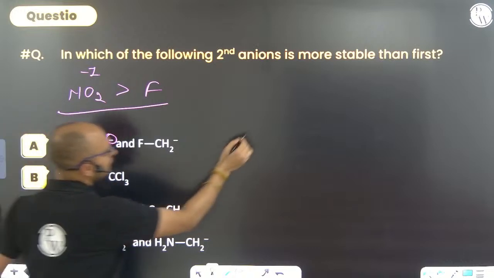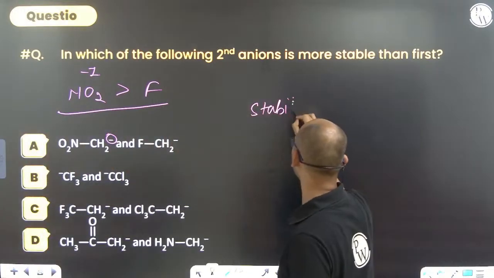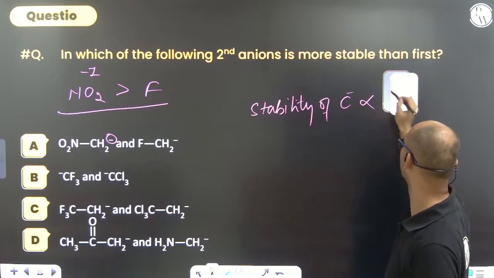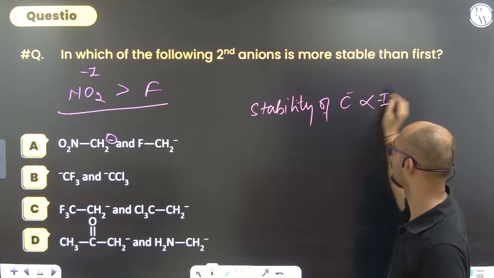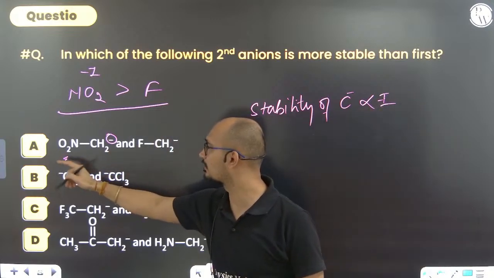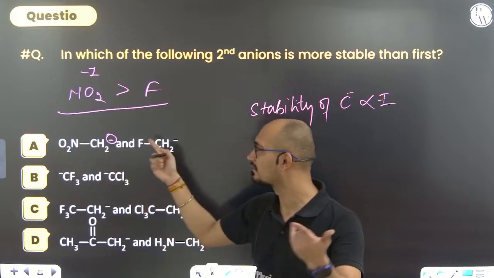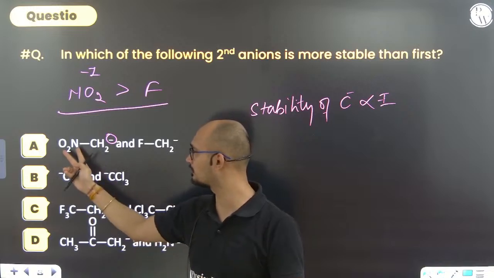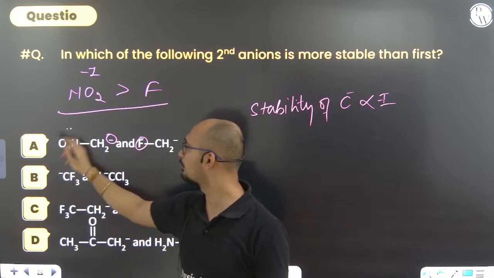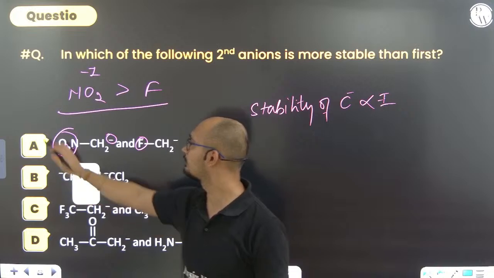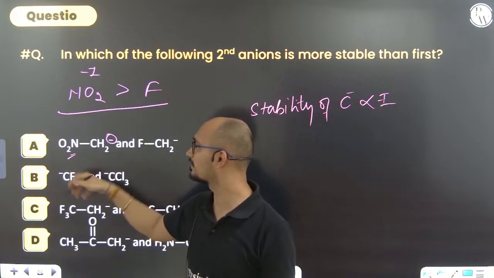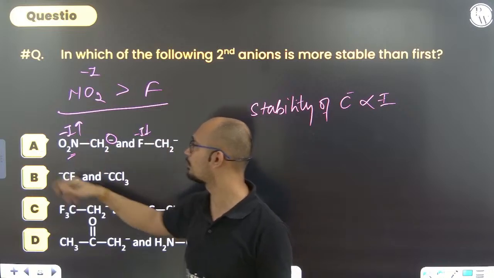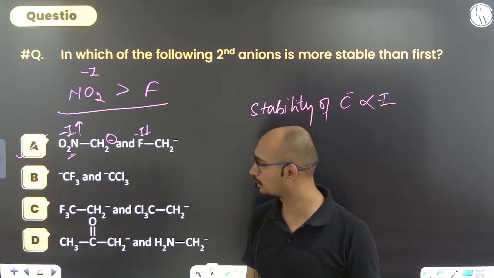So we all know that the stability of a carbanion is directly proportional to the minus I effect. So the minus I effect is stronger. Both have the same distance, and the number is also 1: how many fluorines, how many nitro groups? One. So the power is what works, and nitro has the higher power of minus I. So here minus I is stronger, and here minus I is weaker. So option A is the correct option. Any doubt? No doubt. Move ahead.